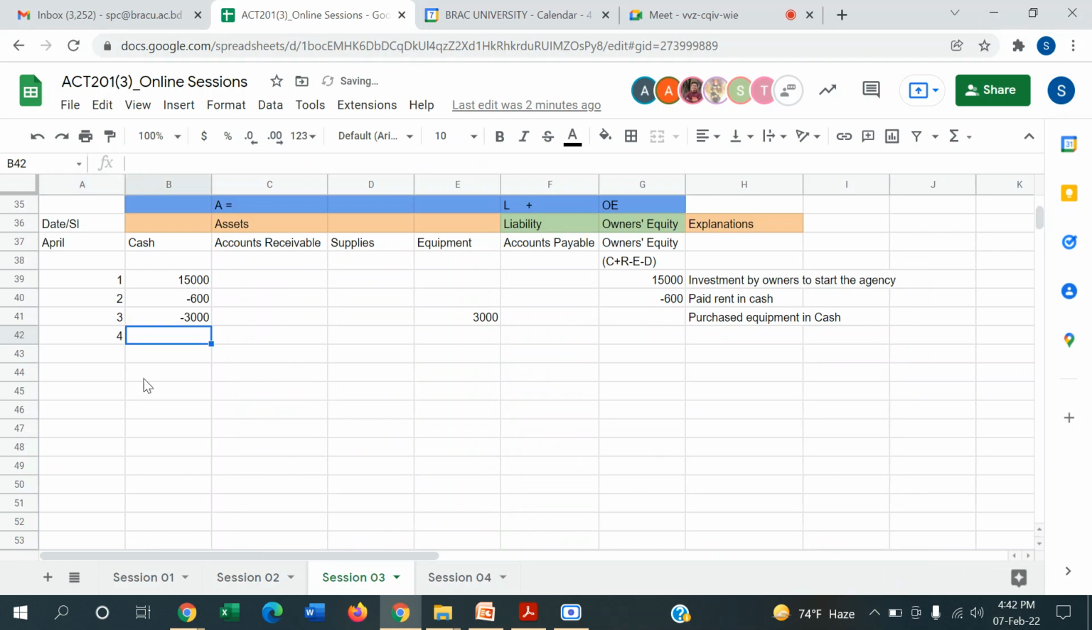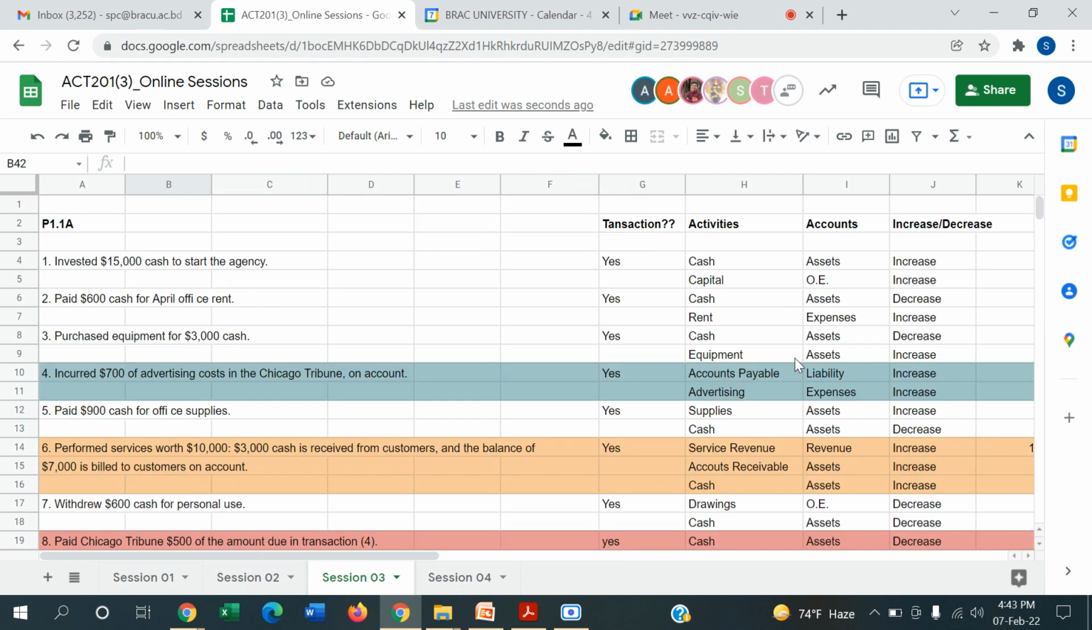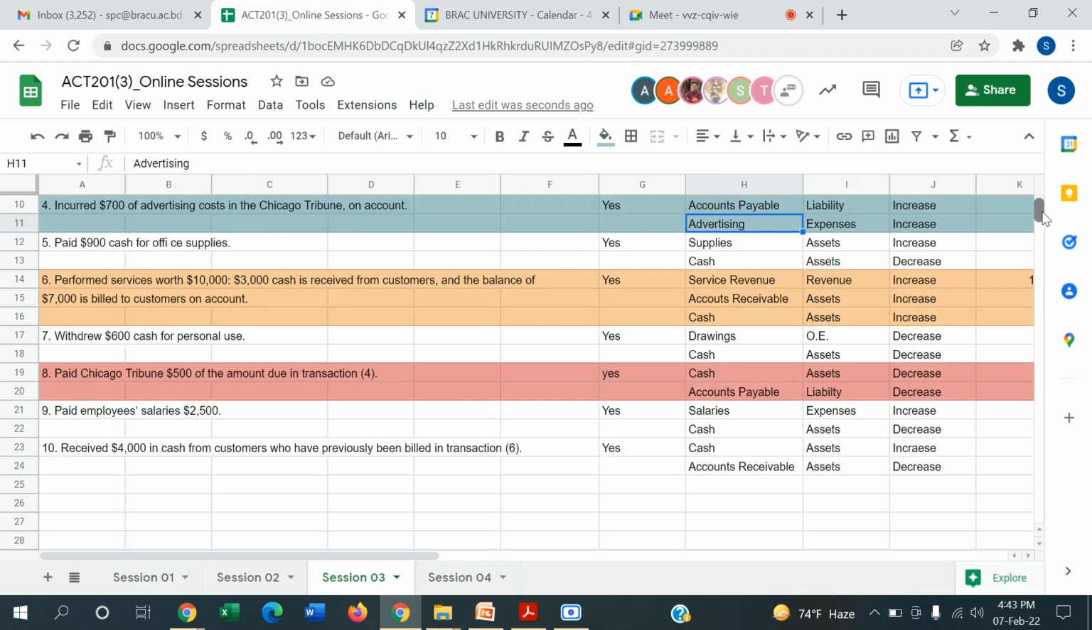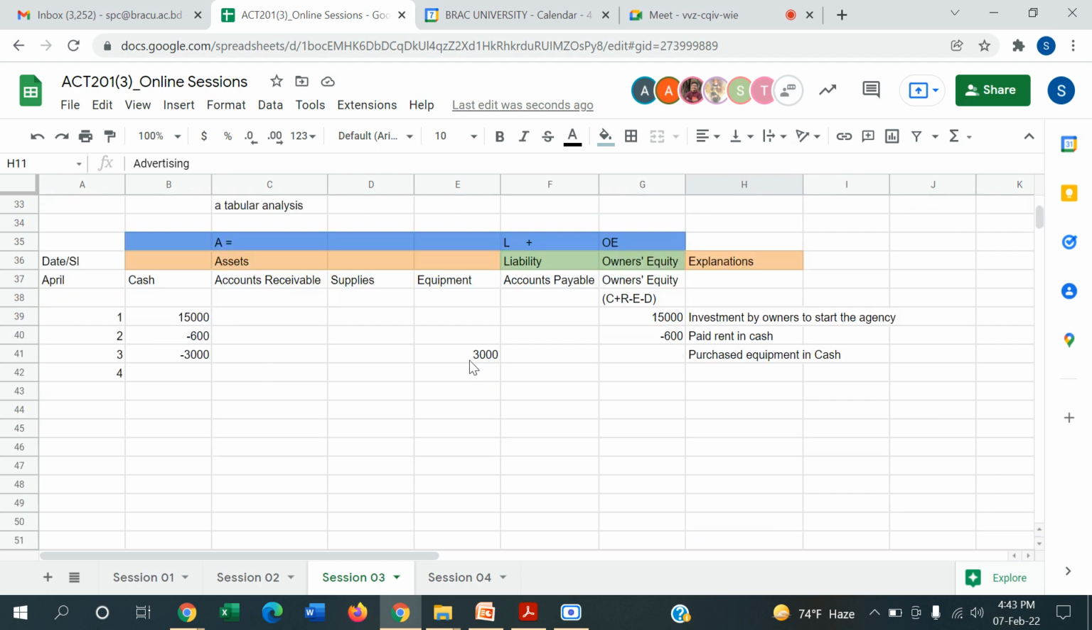Number 4, incurred 700 of advertising cost in the Chicago Tribune on account. They have incurred advertising cost to the Chicago Tribune on account. Liability. Look at this. What are the accounts? Accounts payable and advertising. Liability and expense. Is there any accounts payable here? Here is accounts payable. Was it increasing or decreasing? Increase. How much? 700.